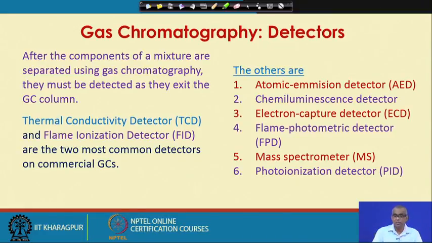Some of the other detectors are atomic emission detector, chemiluminescence detector, electron capture detector, flame photometric detector, mass spectrometer, photoionization detector. However, thermal conductivity detector and flame ionization detector are very common detectors that you find in commercial gas chromatographs, and in this lecture we will very briefly talk about thermal conductivity detector and flame ionization detector.